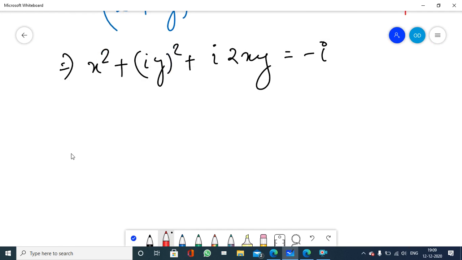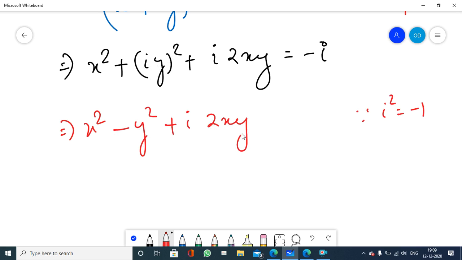So here (x + iy) whole square means what? i square into y square, and we know that i square is equal to minus 1. So the minus this 1 becomes what? Minus y square. Got it? Because i square is equal to minus 1. So i square y square becomes minus 1 into y square. So it becomes minus y square plus i into 2xy is equal to minus i.